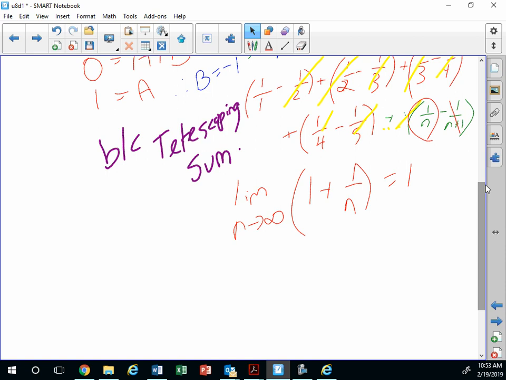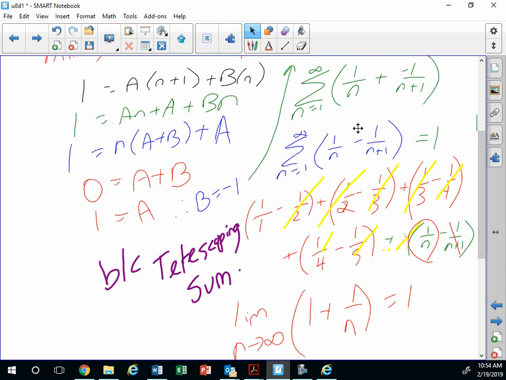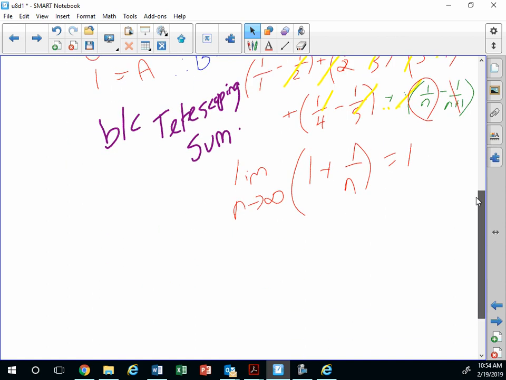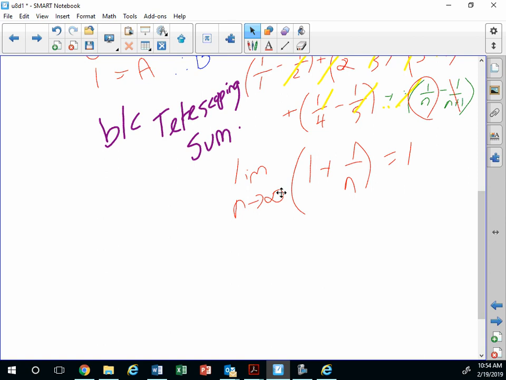This is 1 minus 1 over n plus 1. This is that one that was sitting there in front. Yeah, the 1 over n plus 1 goes to 0, because that telescoping sum, that one's still sitting there. All right, we okay with that?